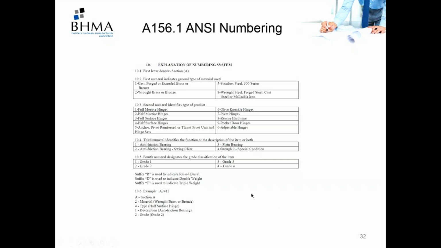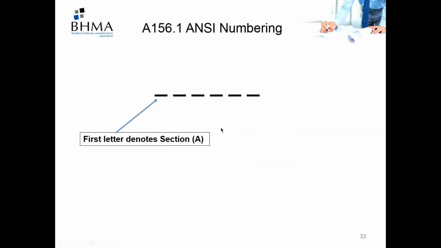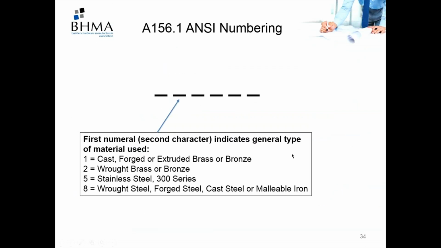I pulled this straight from the standard. This explains how a product is assigned an ANSI number, and I'm just going to walk through it really quick. What the system will be looking for in terms of what you put in the Excel spreadsheet is 6 characters. The first character denotes the section, which is always going to be A. The second character is the material. If you put 1, it's going to read it as cast, forged, or extruded brass or bronze. The only options for that second character are 1, 2, 5, and 8, because that's what's in the standard.